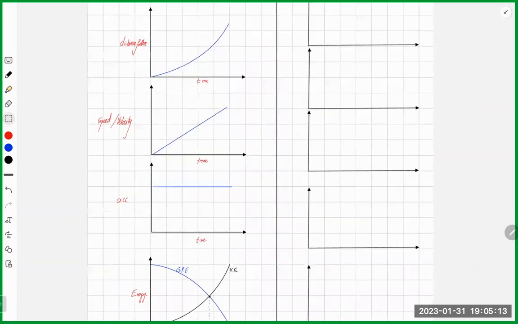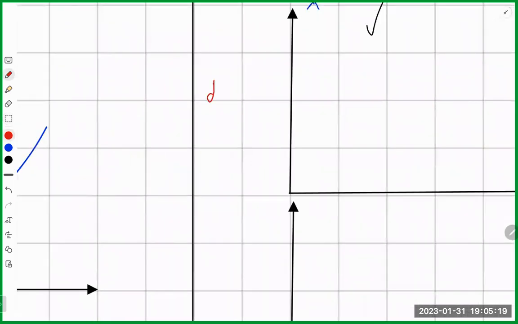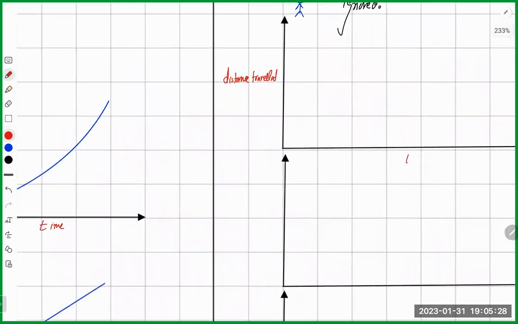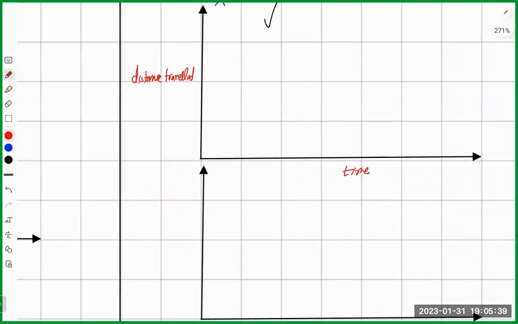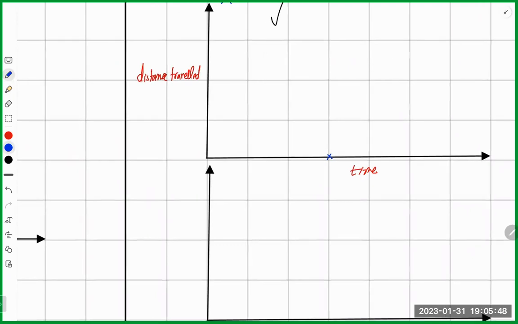Now, first graph, distance traveled and time. How much distance does this object travel? Now, pay attention. Let's consider the three block times as the object is going up, and then three block times as the object is coming down. So this is when the object is at the top, and this is when the object is back.